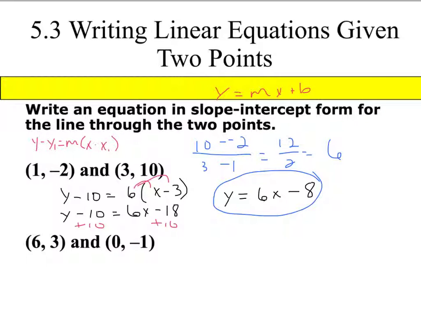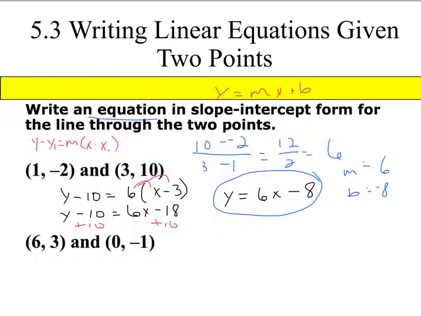Okay, I don't have to graph, I don't have to do anything else, I'm just finding the equation in slope-intercept form. If I gave you y equals 6x minus 8, what's my slope? 6. What's my intercept? Negative 8. Okay, we know exactly what each one is.